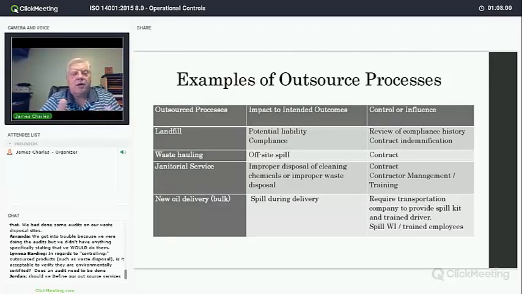Our waste hauling company could create an offsite spill. So our contract with them could specify that they're responsible for offsite spills, that they will have competent employees providing the service, and that they will have an action plan in place in the event that they spill our materials.